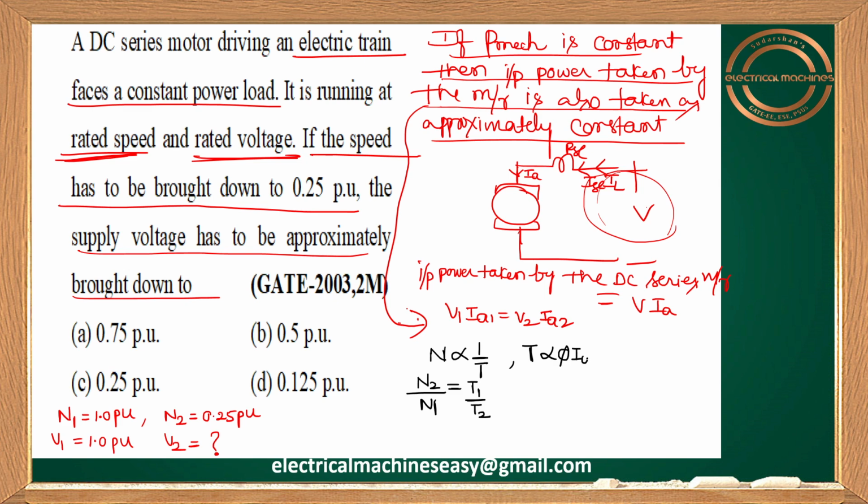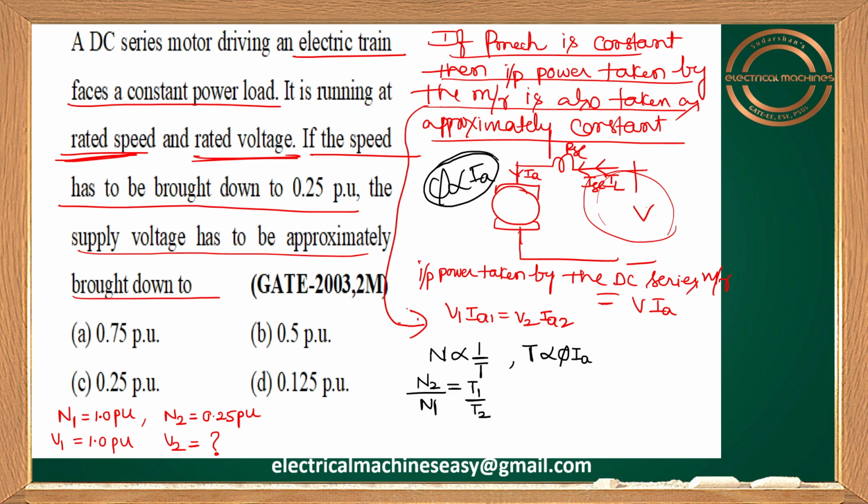That relation everybody knows. And I told you one more thing: in a DC series motor, flux is proportional to Ia. I told this in the characteristics of the DC series motor, please try to refer to that. Phi proportional to Ia is the relation before saturation. In saturation, flux remains constant. Generally, we take the unsaturated region only, where phi is proportional to Ia. Please refer to the characteristics of the DC series motor for how we get this.